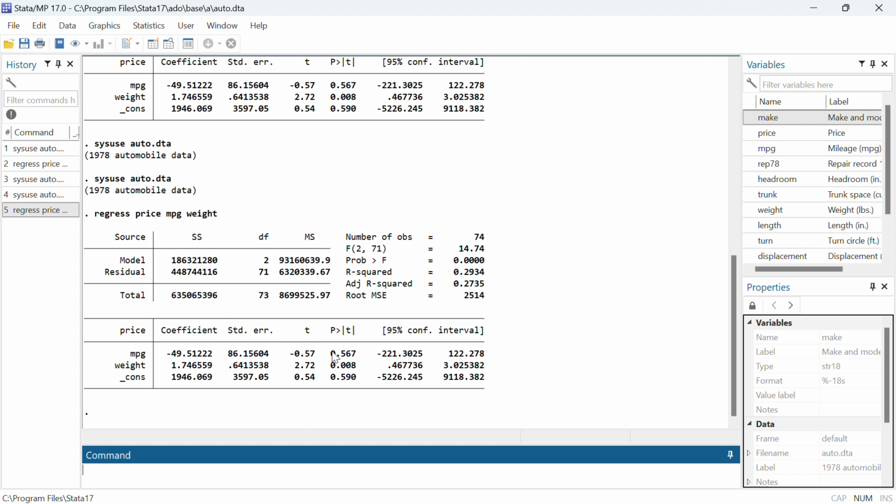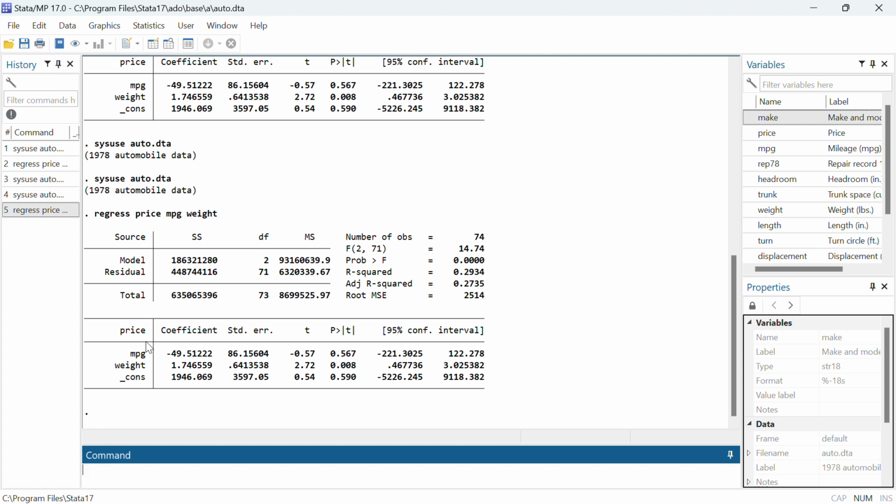When we come to the probability of t, the p-value of MPG in price is 0.567. This is the p-value associated with the test statistic for MPG. Since this value is not less than 0.05, we do not have evidence to say that MPG has a statistically significant relationship with the price. That is the case of MPG.